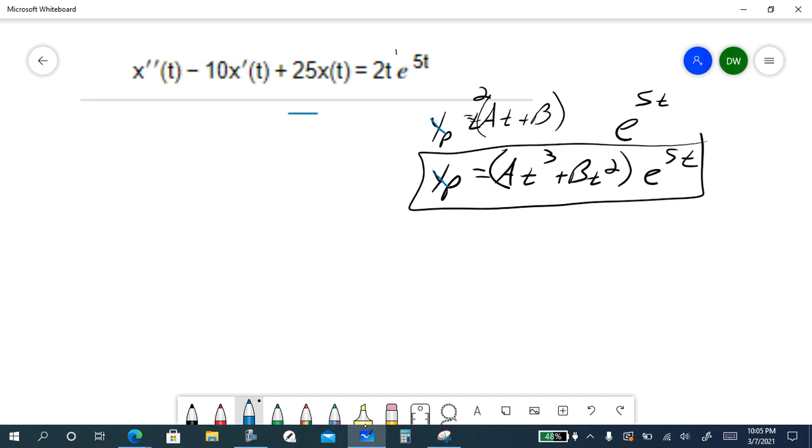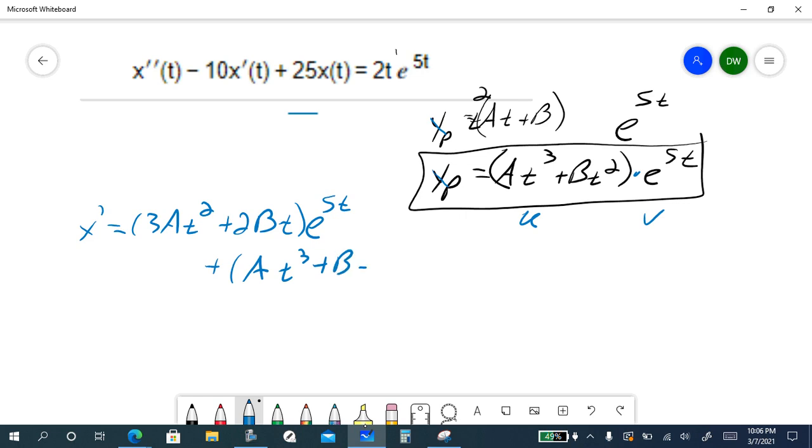So if our generic equation is this, we need to get our first derivative. Notice we have a product where this is u and this is v. So u prime would be 3a t squared plus 2b t. So that's u prime times v plus u times v prime. So that's our first derivative.